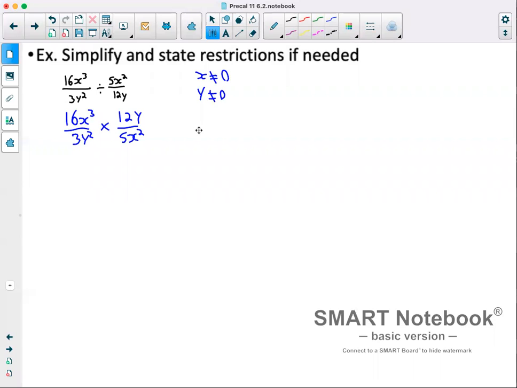At this point, I would then start canceling some things out. So this y will partially cancel this out. This x cubed will cancel out x squared, leaving an x up here. We can also partially cancel the 3 and the 12. So that cancels out, leaving this with a 4. So that's going to give us 4x over 5y.